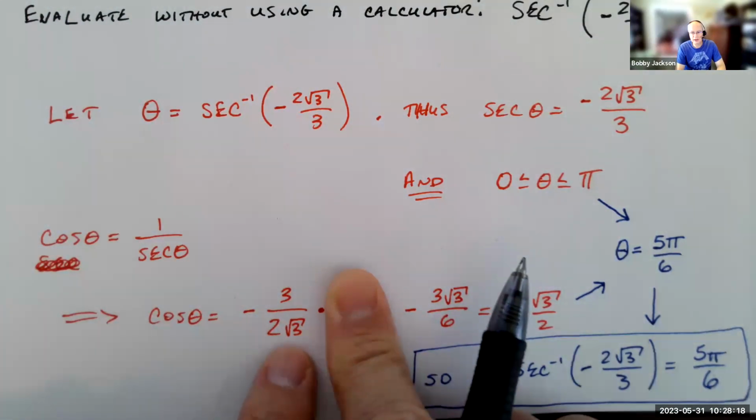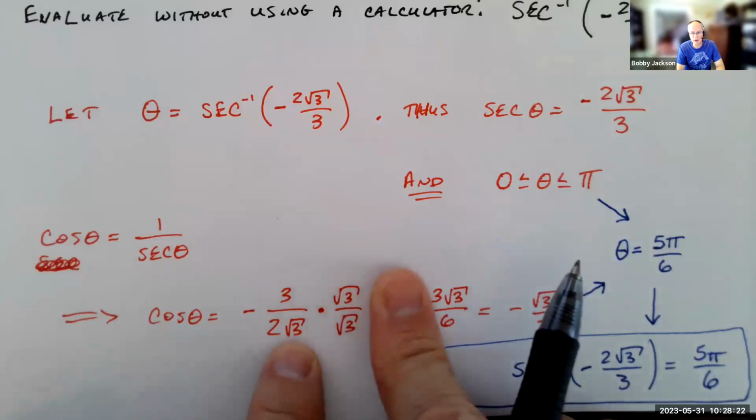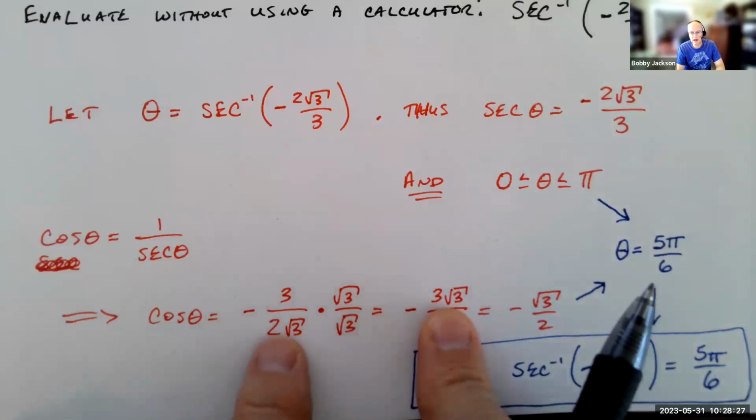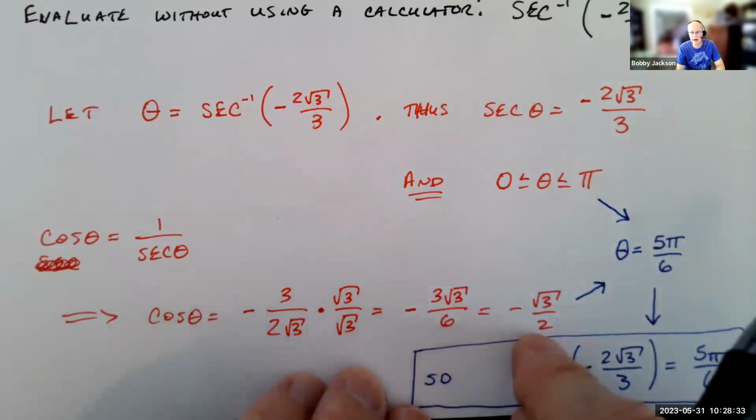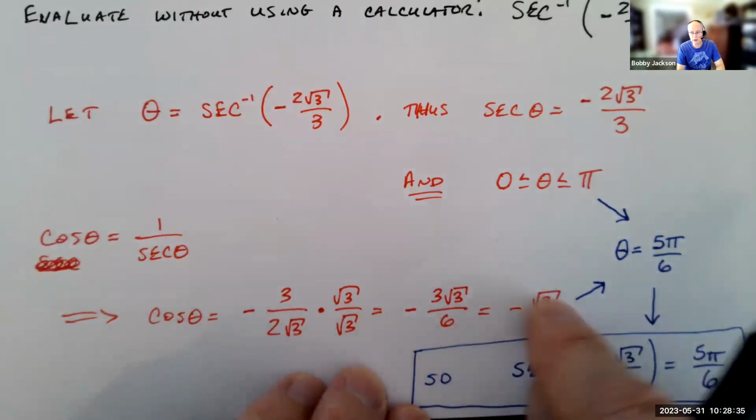And then I can rewrite this by rationalizing. Do you remember how to do that? Multiply top and bottom by square root of 3. Up top, I get -3√3. On the bottom, I get √3 times √3 is 3. 3 times 2 is 6. But then the 3/6 simplifies down to 1/2. And I get this. That looks familiar, I hope.